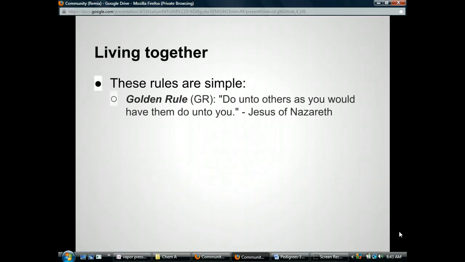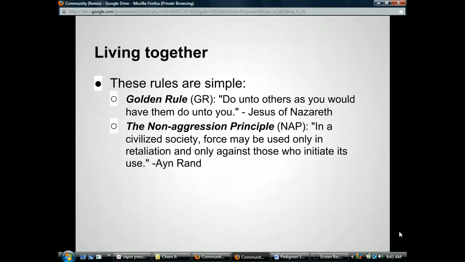These rules are simple. One has been called the golden rule: do unto others as you would have them do unto you. Or maybe you could state that in the negative form, which some prefer: don't do to others as you would not have them do to you. The non-aggression principle is very closely related. In a civilized society, force may be used only in retaliation and only against those who initiate its use. Very similar principle. These are basically natural laws.